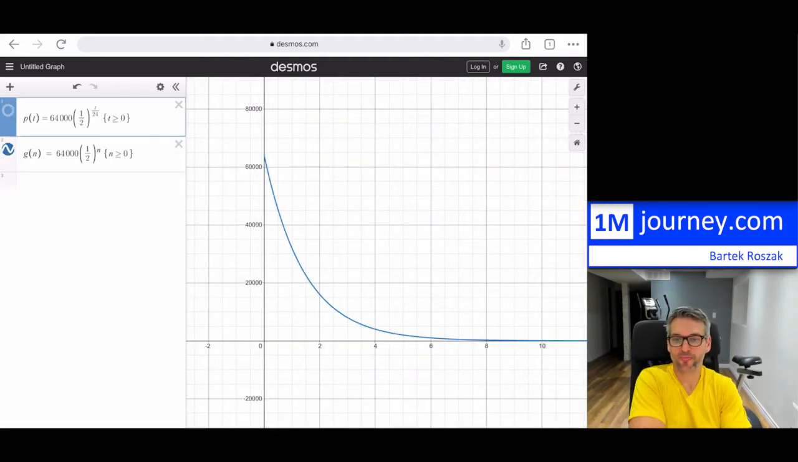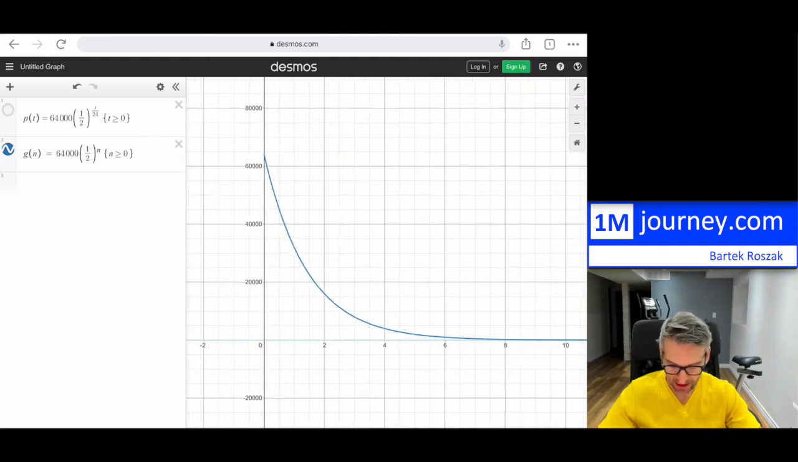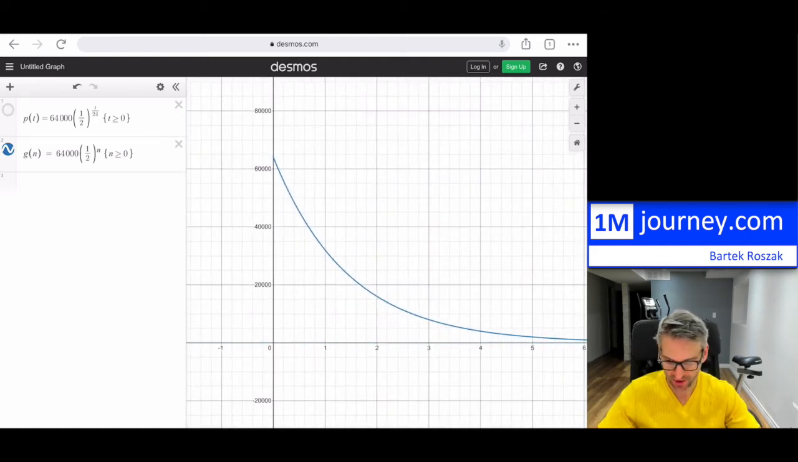All right, so welcome back. I wanted to set this up in two different ways. As you can see, I put P of t, which is with respect to time, and then I put G of n, which really just means the population. I just didn't want to have two P's as my functions. So that n just represents the number of periods that it would take.